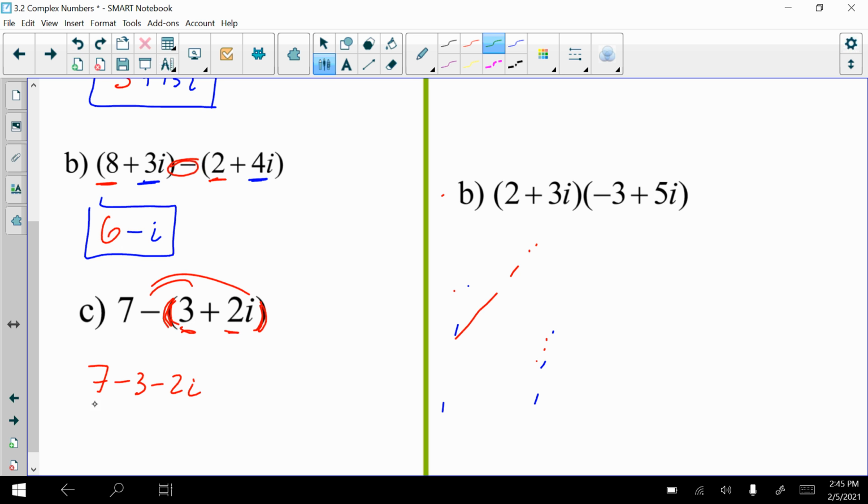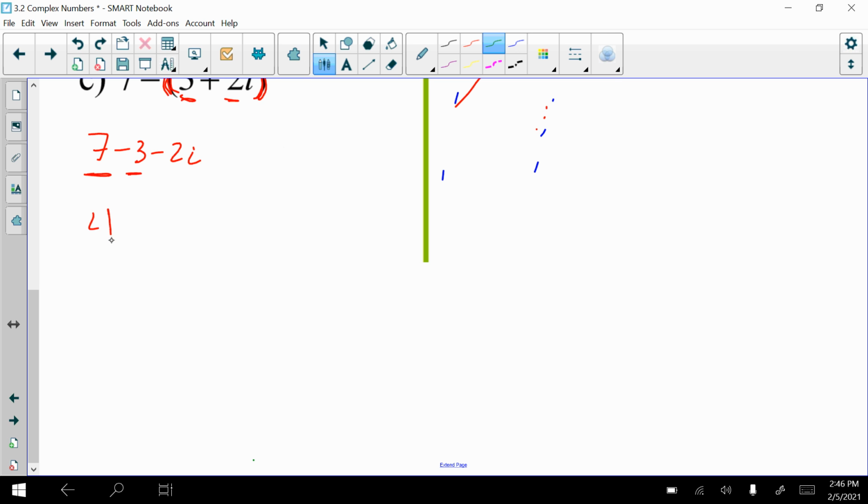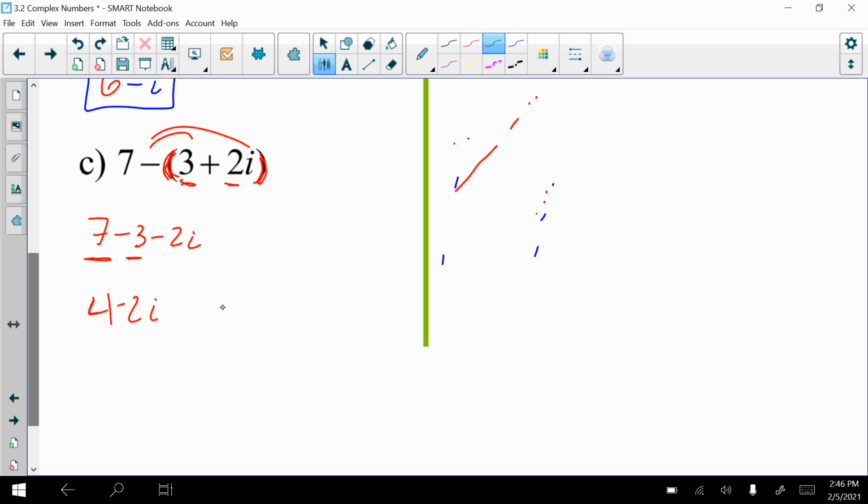And now again, we got some like terms. 7 minus 3 can turn into 4 minus 2i. And now there's no other imaginary things to combine. The imaginary part is written second. So we're all done with that problem.